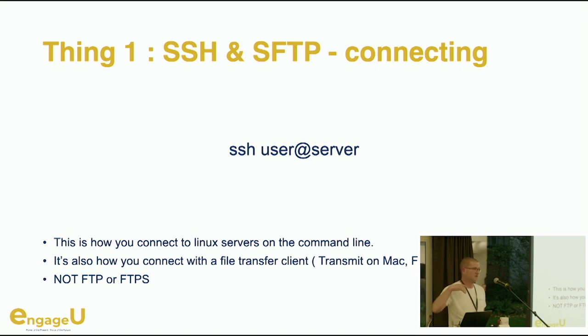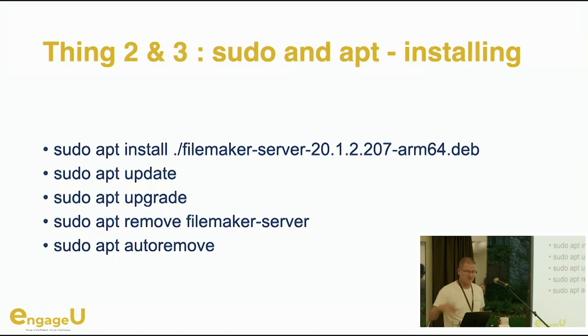So we've built our server, we've got our VM, or we've applied for our account at the cloud hosting provider, and we've got our server. We can connect to it, we can send files to it, so we can drag and drop the FileMaker install to it. Now what? Once we're connected, things 2 and 3. And I'm going to do these together because they have to come together.